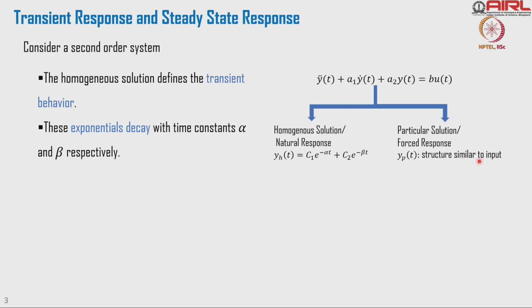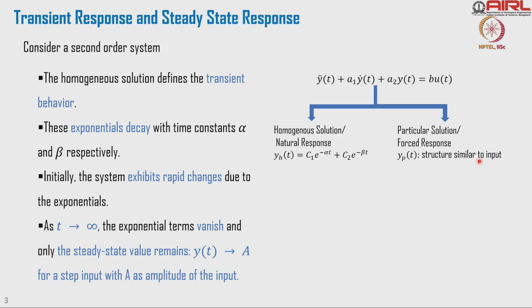Before even designing a feedback controller, we need to understand what the response of the system is. That is why we are looking at this particular lecture, to see how rapidly the system changes and how quickly it responds to an input. But when time t tends to infinity, these terms vanish and only the steady state value remains. That is, y of t tends to a, which is the amplitude of the input. For example, if you are taking a step input, a is the amplitude of that.